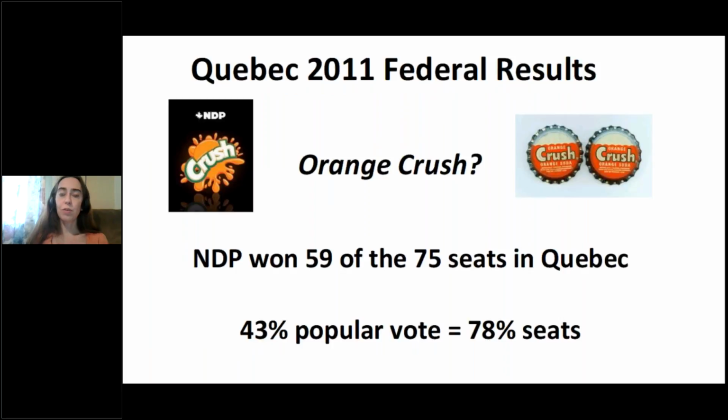And if you go over to Quebec, it was pretty much the same thing in that election, except in the other direction. Everybody in Quebec did not vote for the NDP in 2011. 43% of people in Quebec voted for the NDP, but that got the NDP almost every single seat.